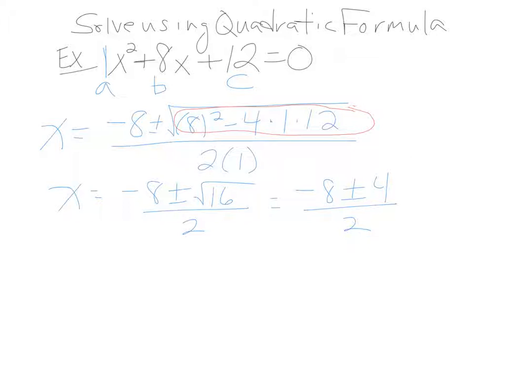Now, if the number under the square root comes out to be a real whole number, like this 4, we knew the square root of 16 was 4, then go ahead and break your answer down into two parts. The first part using the plus, the second part using the minus. x equals negative 8 plus 4, all over 2, and x equals negative 8 minus 4, all over 2.